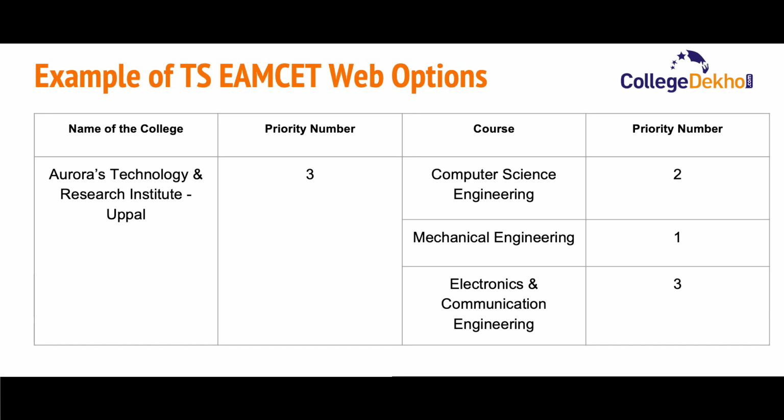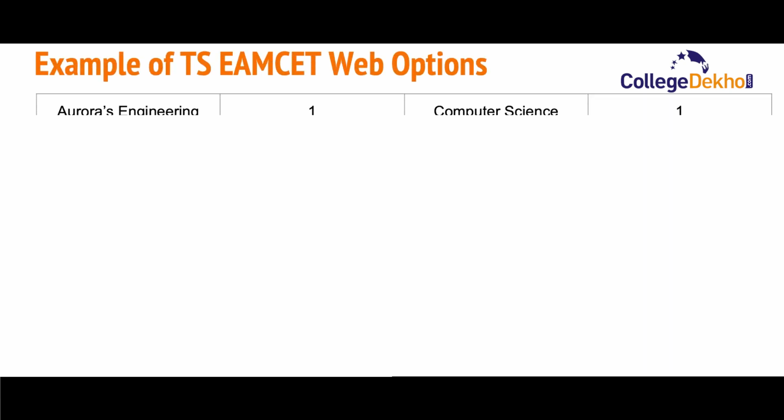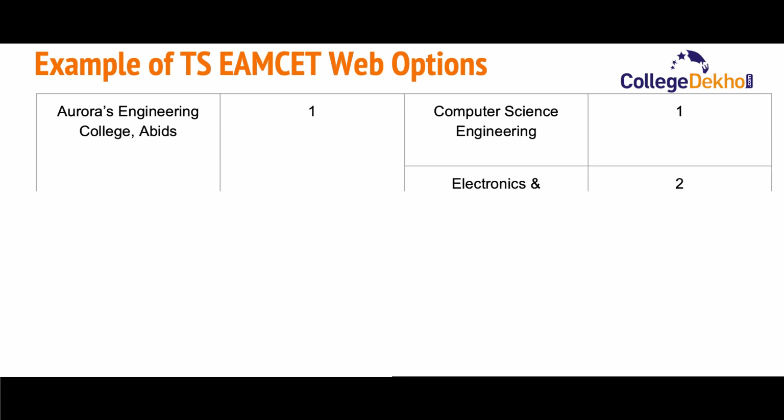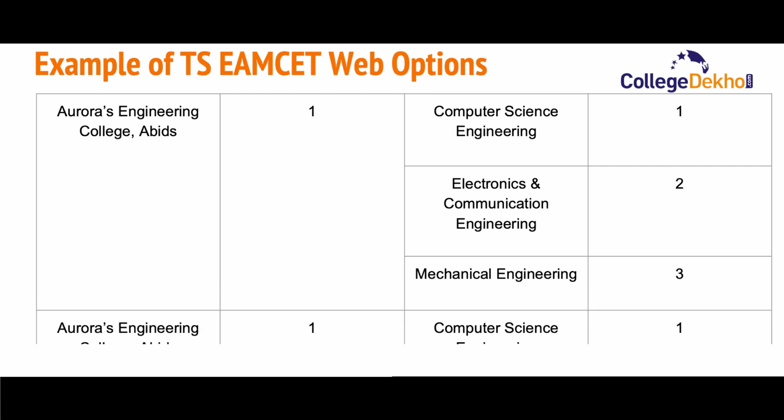So as per your preference, you will allot a priority number to all these courses. For example, here priority number 1 is given to mechanical engineering, priority 2 is given to computer science and priority 3 is given to electronics and communication. Another college is Aurora's Engineering College, for which priority number is 1. For this college, again there are 3 courses: computer science engineering, electronics and communication and mechanical engineering. Priority 1 is given to computer science, priority 2 is given to electronics and communication and priority 3 is given to mechanical engineering.